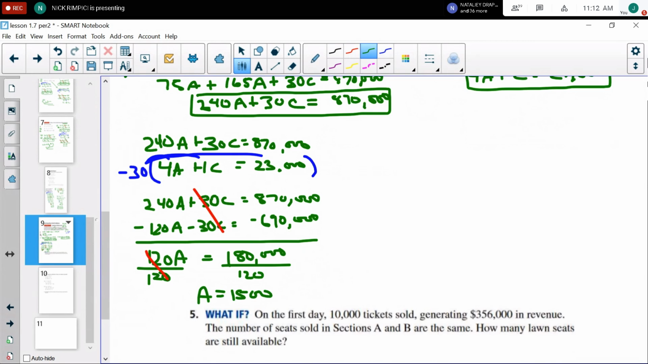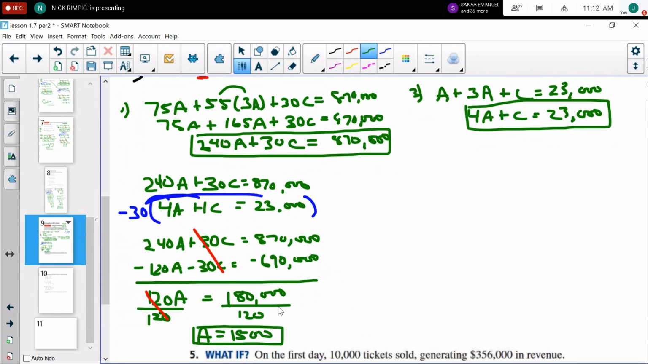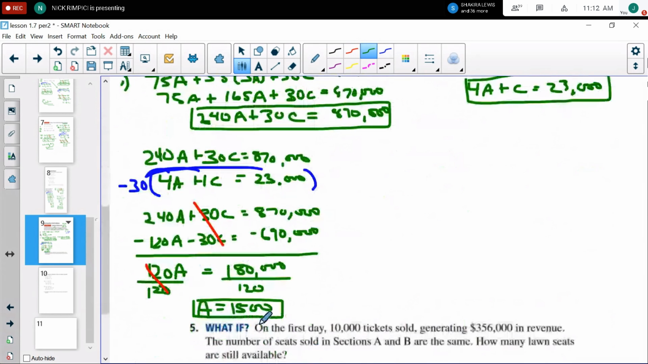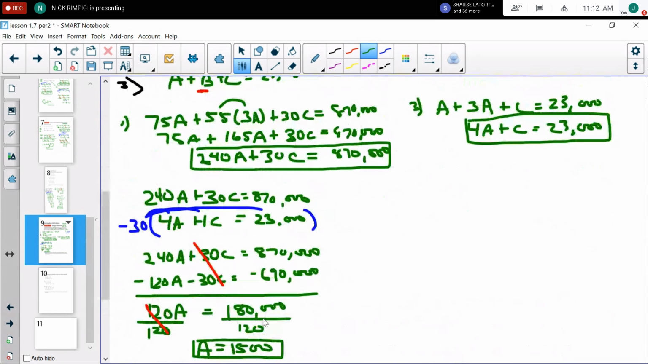And let's just check that. And I have 1,500. So there we go. So A is 1,500. So that's the value of A. All right, we got A. Unfortunately, no, it's not done because that's just how many seats there are. The value of A is the number of seats in section A, right? So I know there are 1,500 seats in section A.